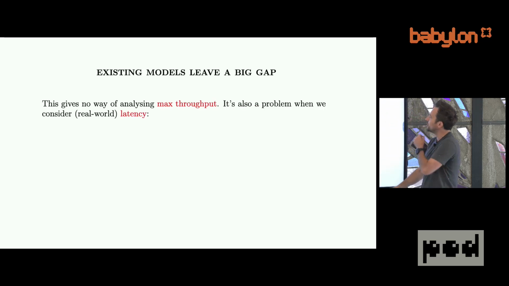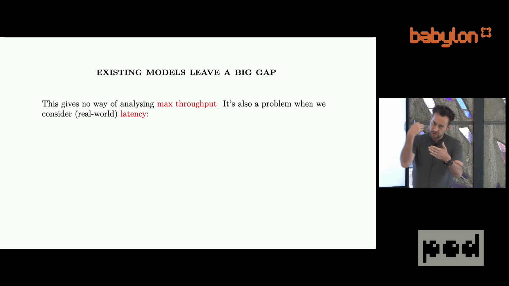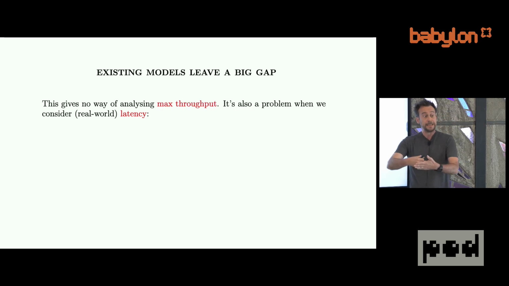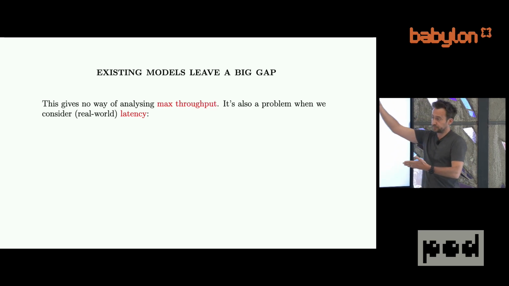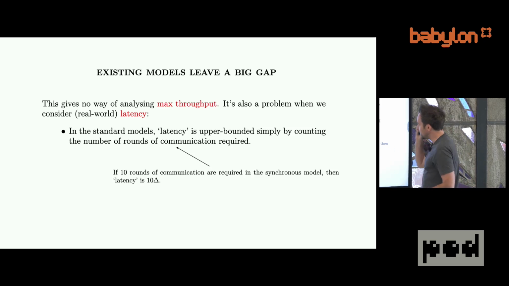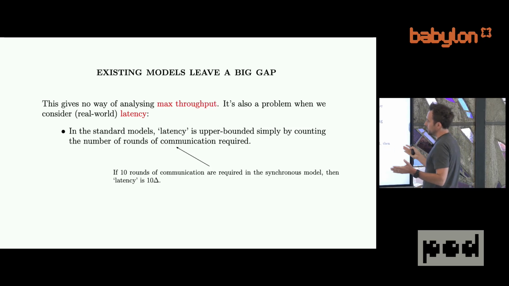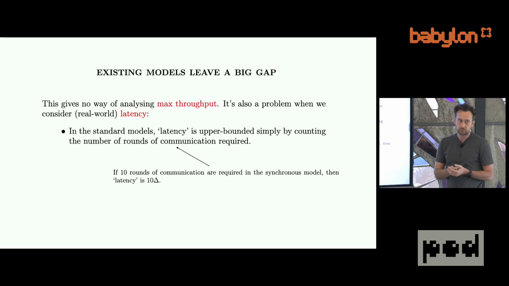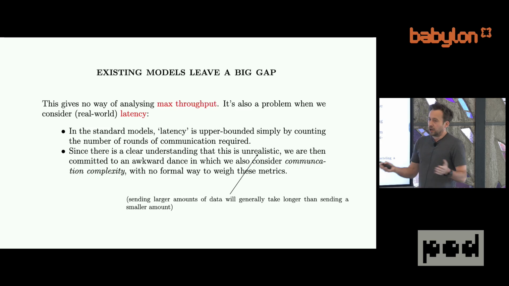And it's also a problem when we consider what I'll call real-world latency. Roughly speaking, by real-world latency, I mean the time between the first point at which a transaction is received by a correct processor and the point at which it is then finalized by all correct processors. In the standard models, latency is just upper bounded by counting the number of rounds of communication required. So if we have 10 rounds of communication required in the synchronous model, then latency is 10 delta.